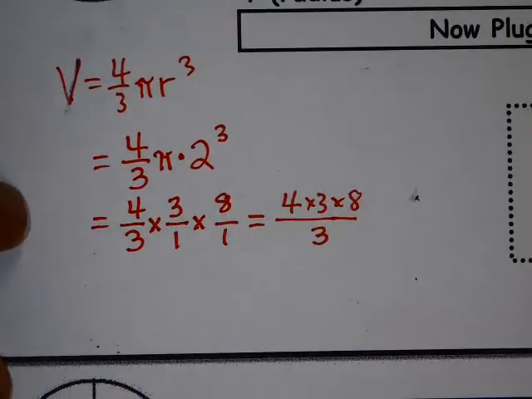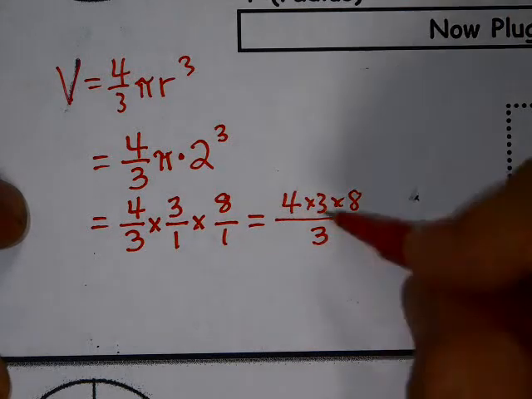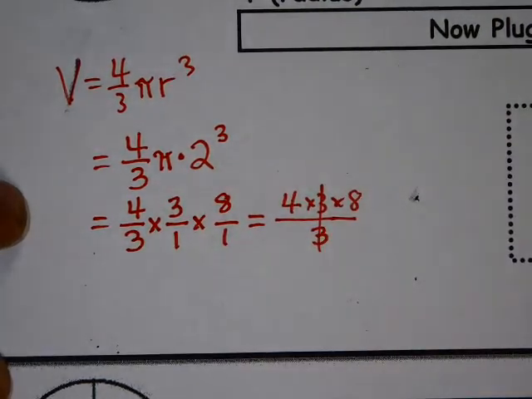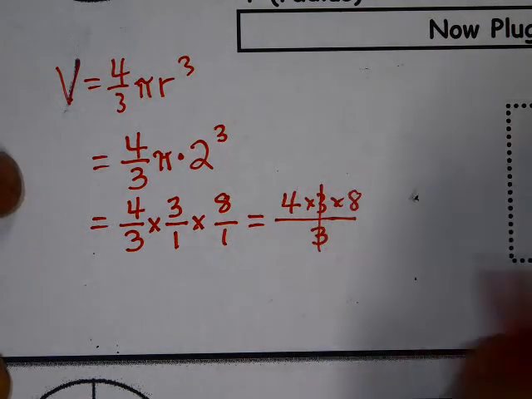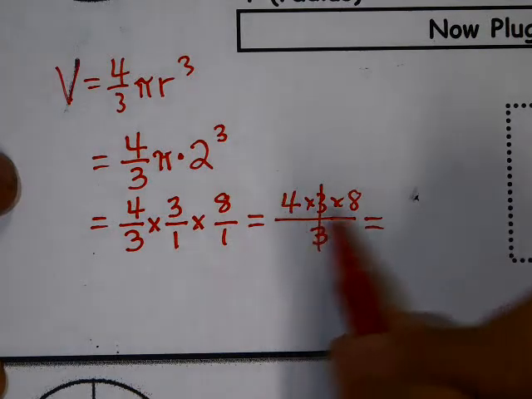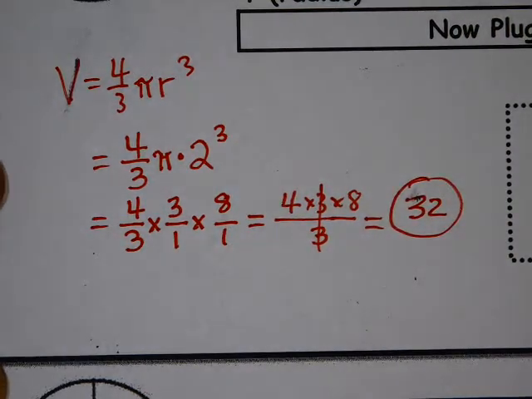And on the bottom, we're just doing 3 times 1, which is 3. Okay? So at that point, we can make this even easier because the 3 here and the 3 on the bottom cancel each other out because 3 divided by 3 is 1. So that gets rid of the 3 on the top and the 3 on the bottom. So really all you're going to do is 4 times 8 and you get 32.